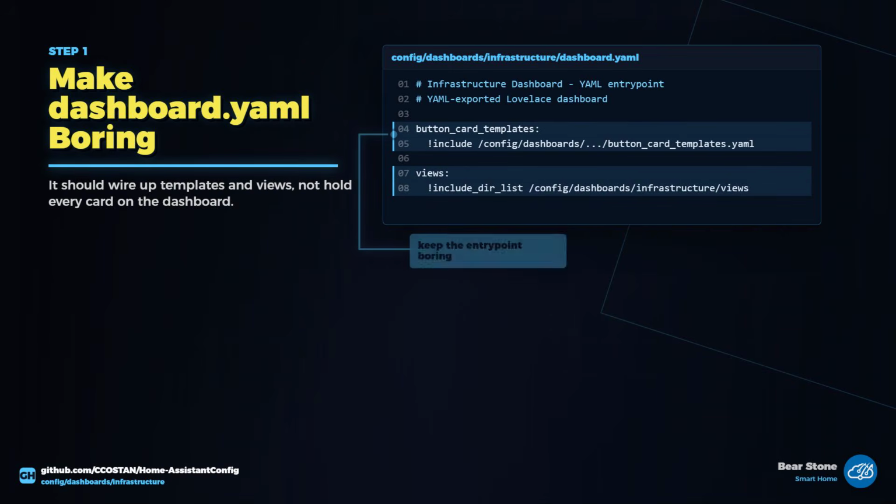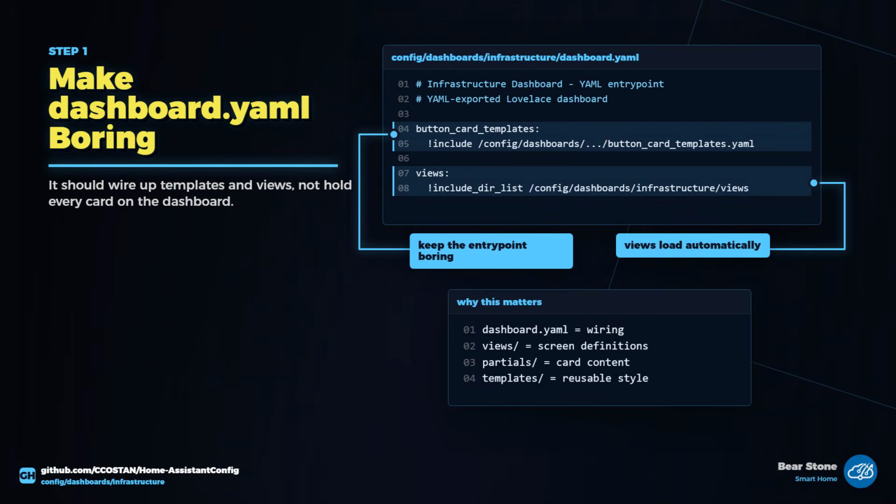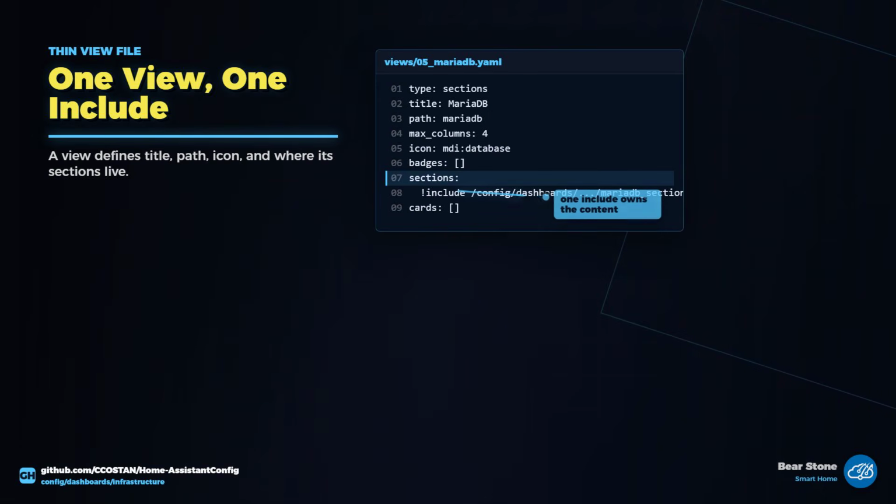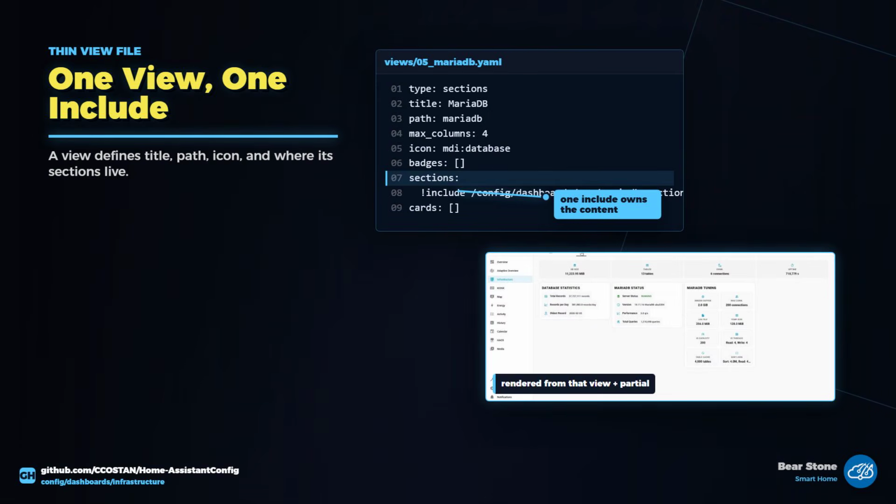Step 1. Make the dashboard file boring. Mine only loads the shared button card templates, and then loads every view from a views folder. That keeps dashboard.yaml tiny. The actual screens live as small files, like 05 MariaDB.yaml, with a title, path, icon, and one include for the sections.